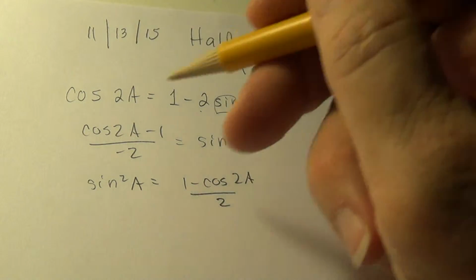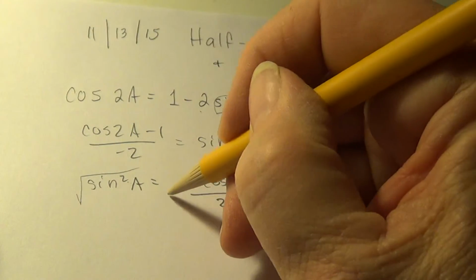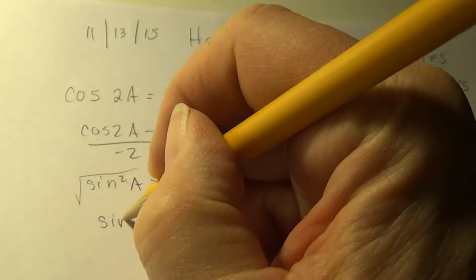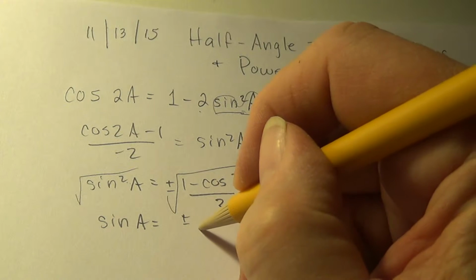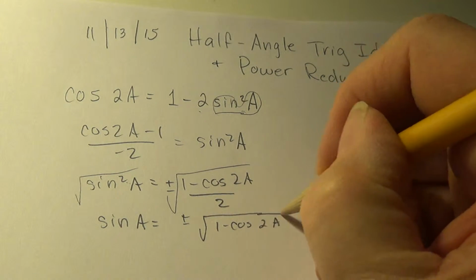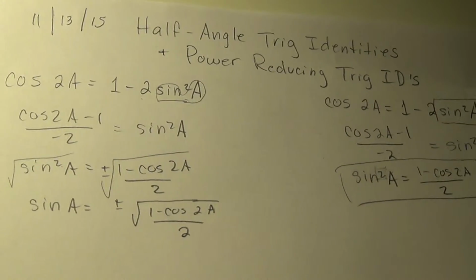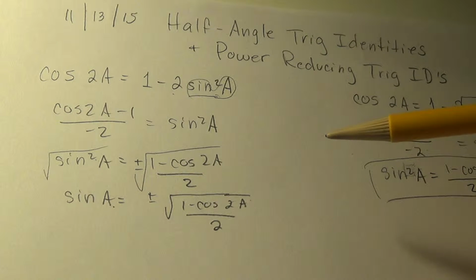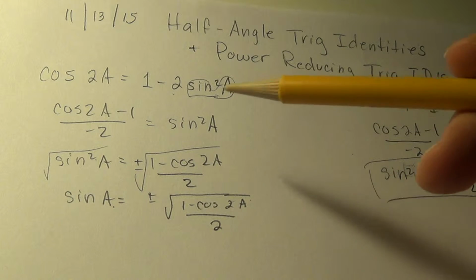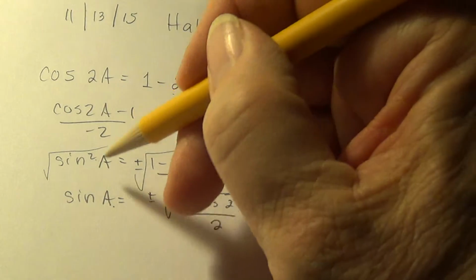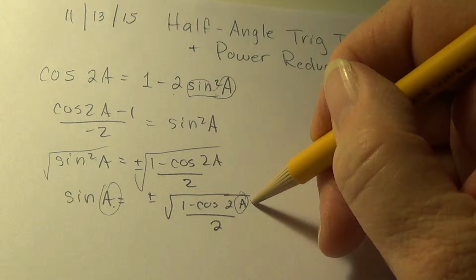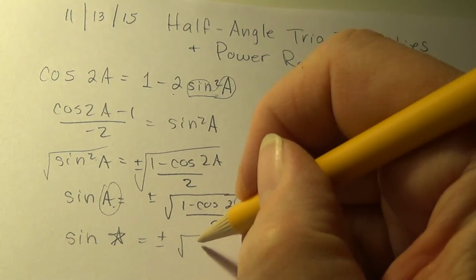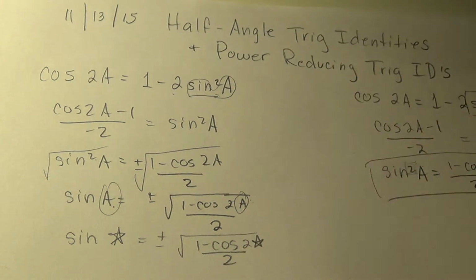That's where I was on this side. But I want sine a instead of sine squared, so I'm going to take the square root of both sides. Remember, it creates a plus or minus situation on the right. So I have sine of an angle is plus or minus the square root of 1 minus cosine of 2a over 2. Now it turns out I was promising you a half angle formula, and here is an angle and here is twice an angle, so where's the half angle? Well, mathematicians have a little trick that we use: when you have a formula, you can put in anything that you want here as long as you're consistent and put the same thing here. So I can put in sine of a star equals plus or minus the square root of 1 minus cosine 2 star over 2. That's not always that helpful.